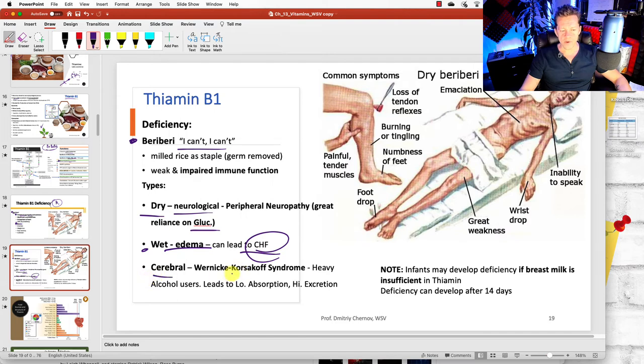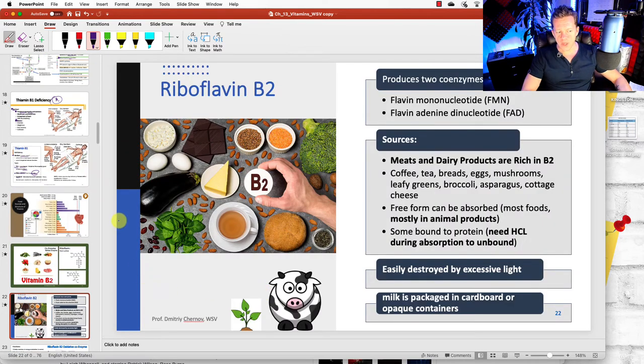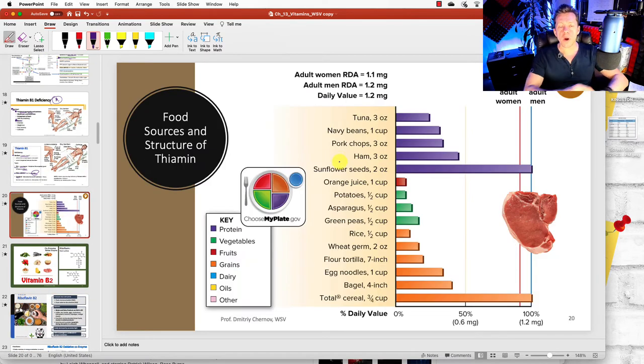There's also cerebral beriberi. That's all you need to know for that. So where do we get this vitamin? Basically from grain products, it's easier to get. But obviously this vitamin is also present in animal products. And liver, by the way, is a great source for a variety of vitamins and minerals. But who eats liver in the 21st century?